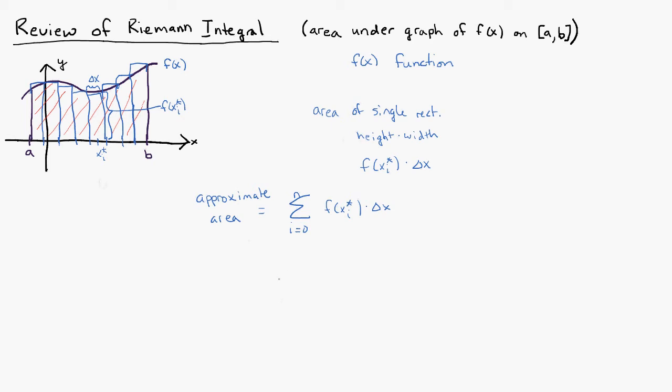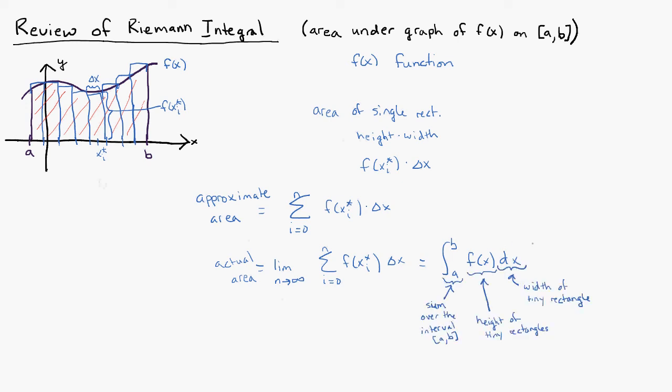Finally, to get the actual area, we take the limit of this sum as n goes to infinity. So we take the limit as n goes to infinity because as we increase the number of subintervals, the rectangles get smaller and smaller, and so the approximations get better and better, and so this will be the actual area. And this is defined as the definite integral from a to b of f of x dx.